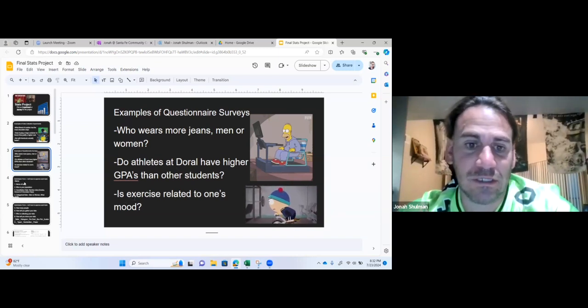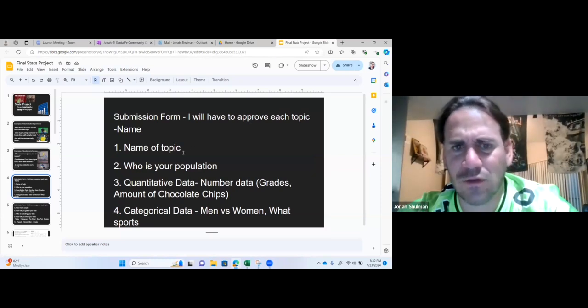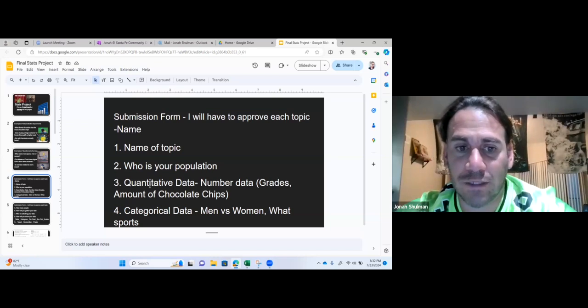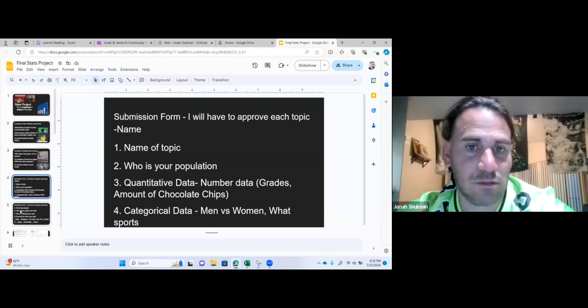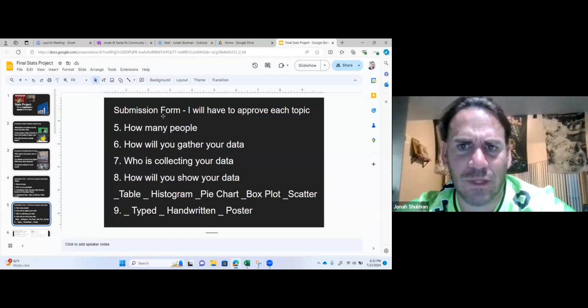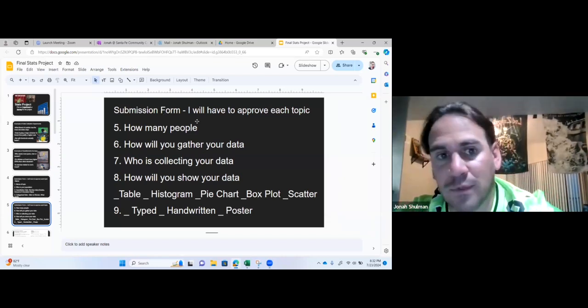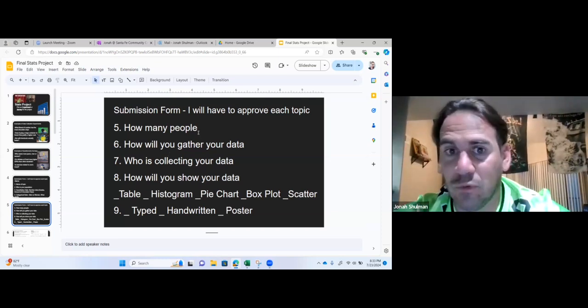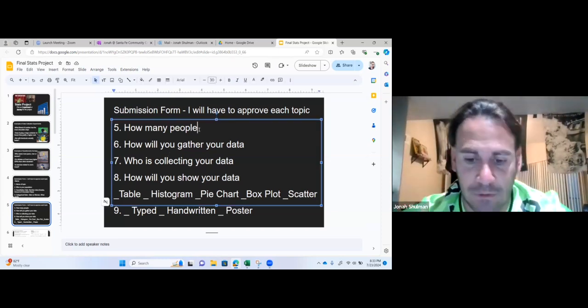Is exercise related to one's mood? So they had to do a submission form, which was cool. They gave the name of the topic, who their population is, and whether the data is quantitative, so that's number data like grades, or categorical data. In the form, I was approving each topic, making sure it was good, and gave them some help. How many people, so what's their sample, or how many cookies, right?